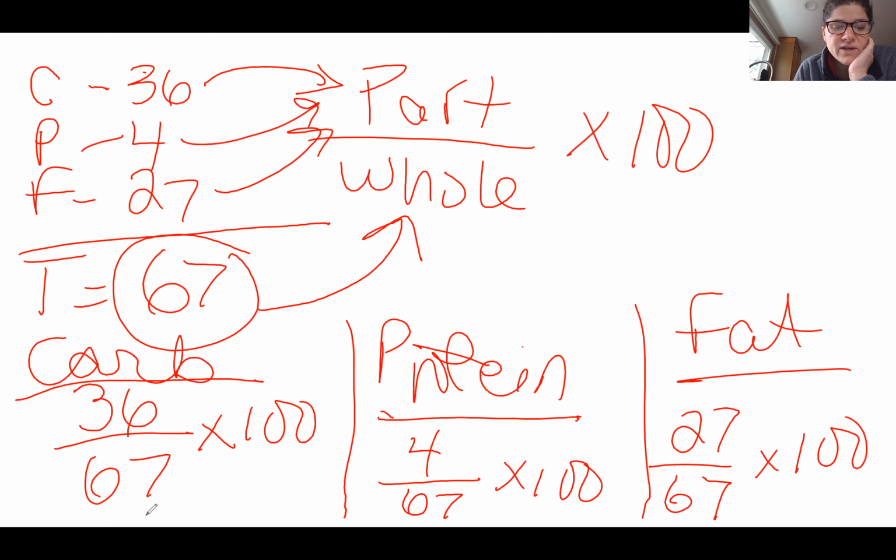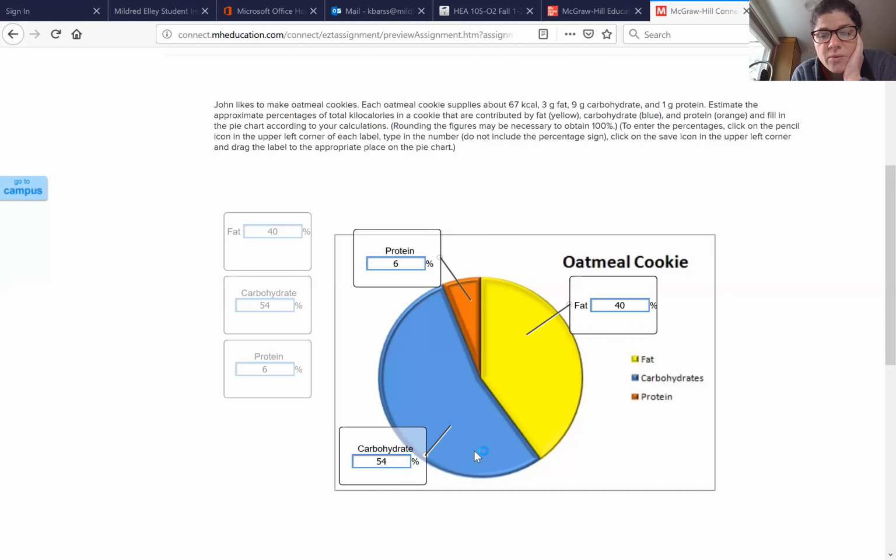Without using a calculator, I would have to cheat, so let me share my screen. Boom, we figure out carbohydrates are approximately 54%, fat is 40%, and protein, as you see here, is 6%. And that's of the total amount of calories for that one cookie.